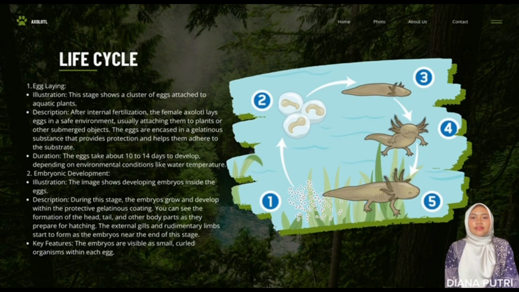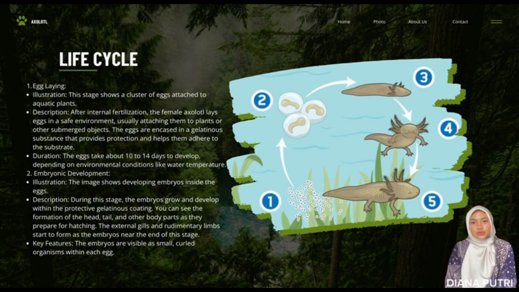Axolotl life cycle. This is egg laying. This stage shows a cluster of eggs attached to aquatic plants. After internal fertilization between two axolotls, the female axolotl lays eggs in a safe environment, usually attaching them to plants or other submerged objects. The eggs are encased in a gelatinous substance that provides protection and helps them adhere to the substrate. The eggs take about 10 to 14 days to develop depending on environmental conditions like water temperature.